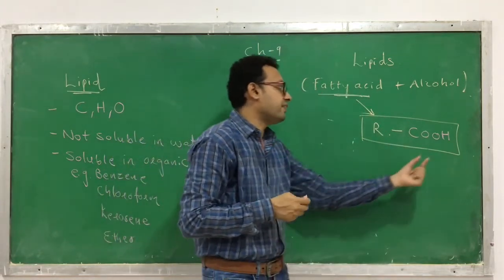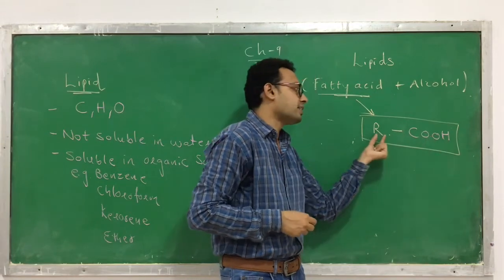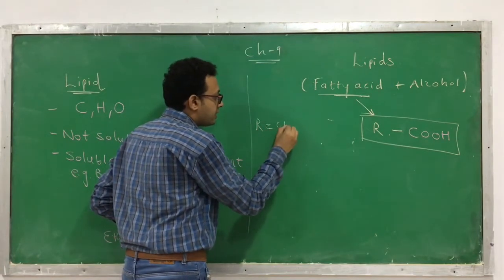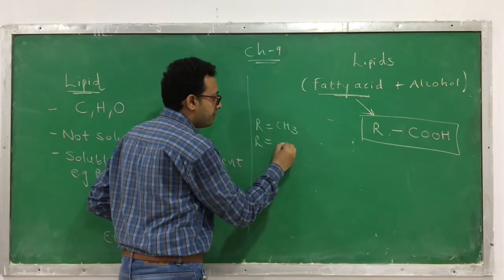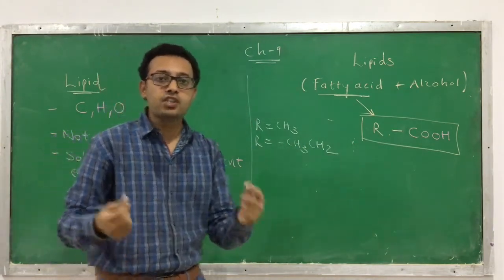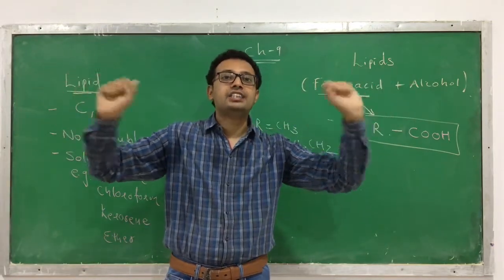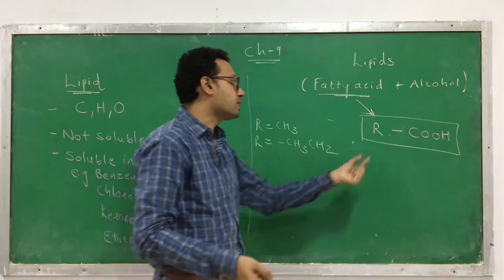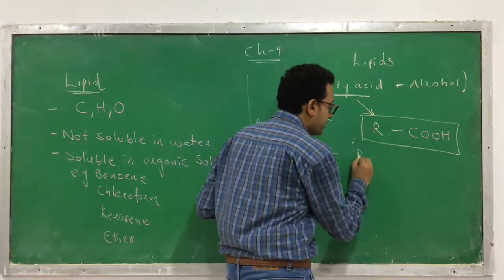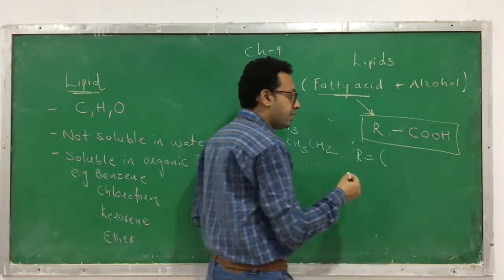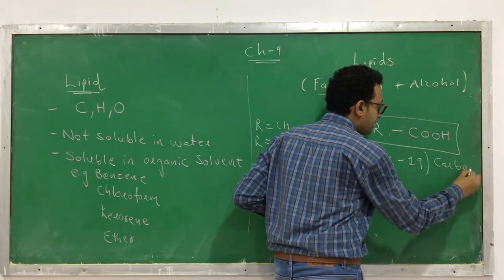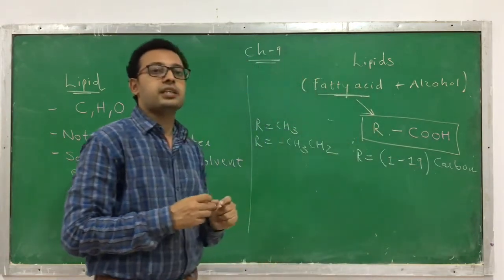So what is a fatty acid? A fatty acid contains a carboxylic acid group that is attached to an R, where the R can be anything. R may be CH3, a methyl group, or CH3CH2, an ethyl group, or the number of carbons may vary. In short, R is a long alkyl chain. The number of carbons in this alkyl chain R may be 1 to 19. How many carbons can be present? 1 to 19 carbons.